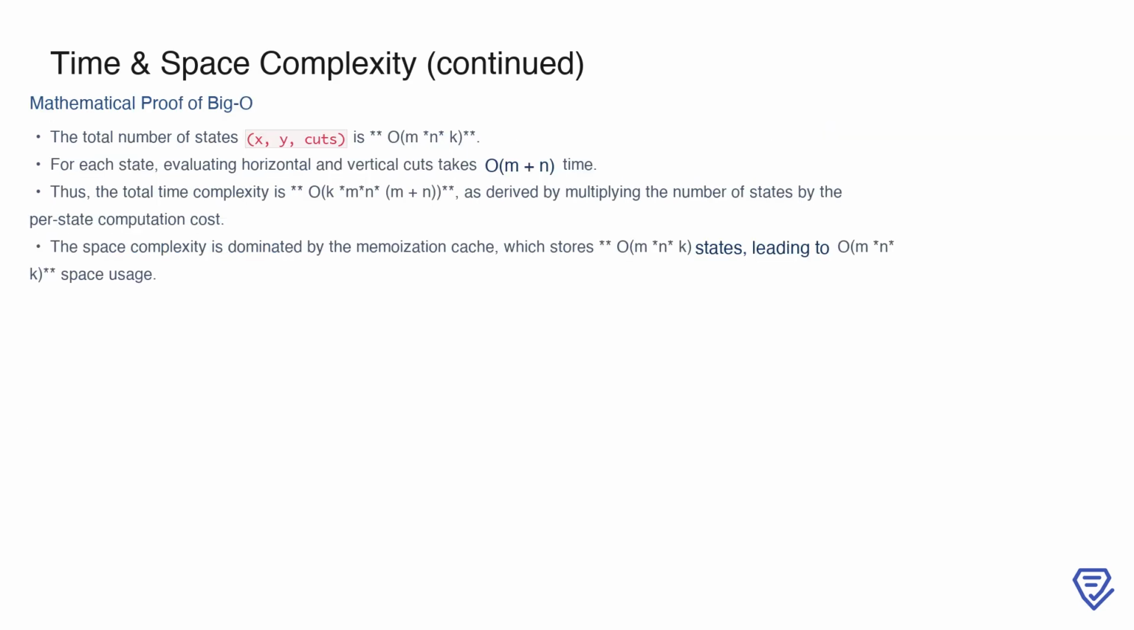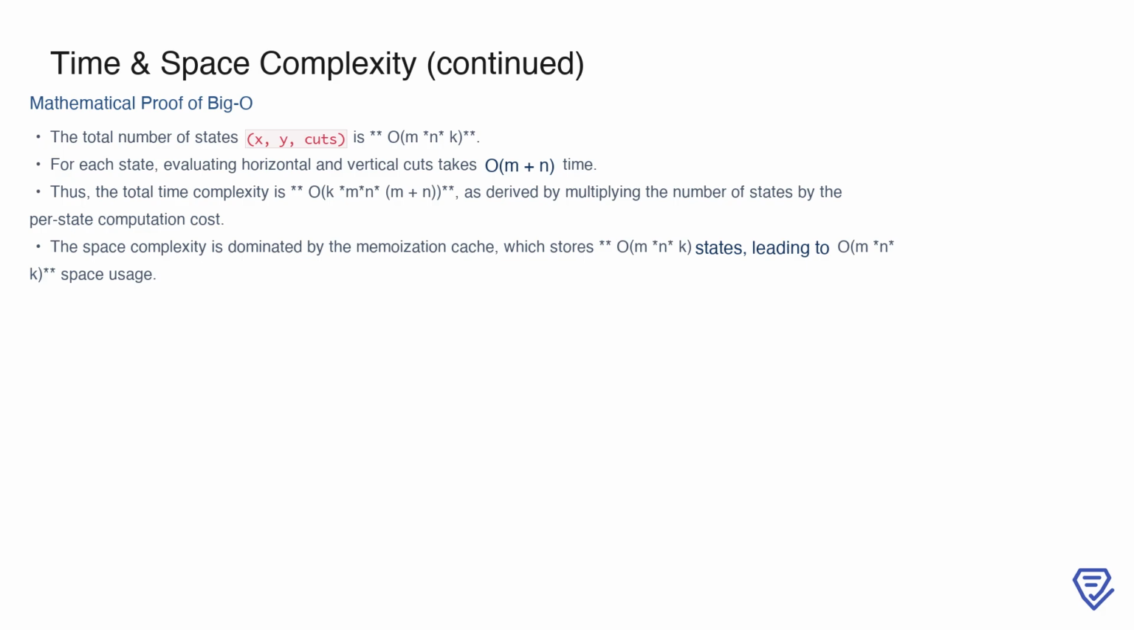Finally, we can validate the derived complexity mathematically. The total number of states, x, y, cuts, is O(m*n*k), as it spans all possible starting positions and cut counts. For each state, evaluating potential horizontal and vertical cuts takes O(m+n) time. By combining these, we confirm that the total time complexity is O(k*m*n*(m+n)), derived by multiplying the number of states by the computation cost per state.